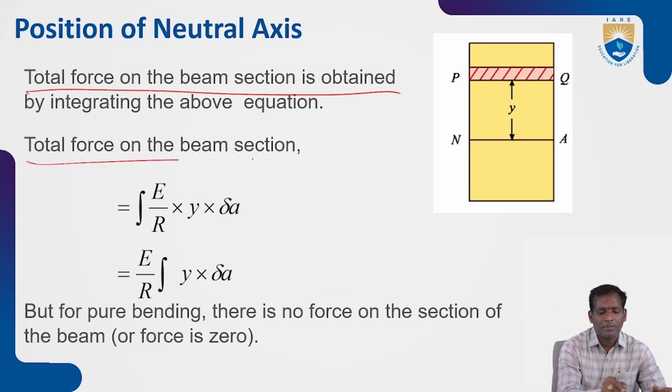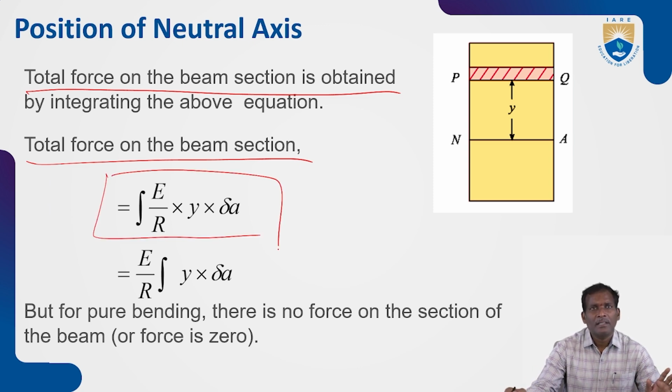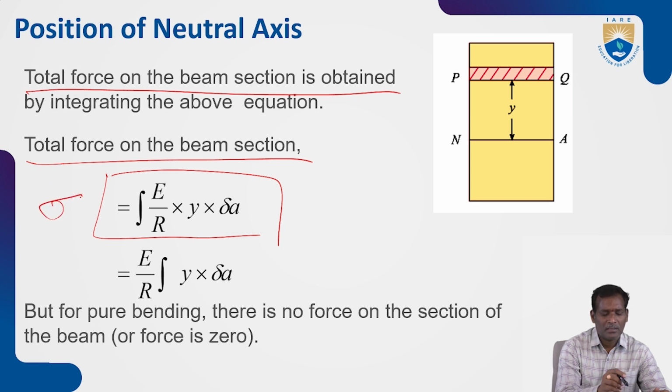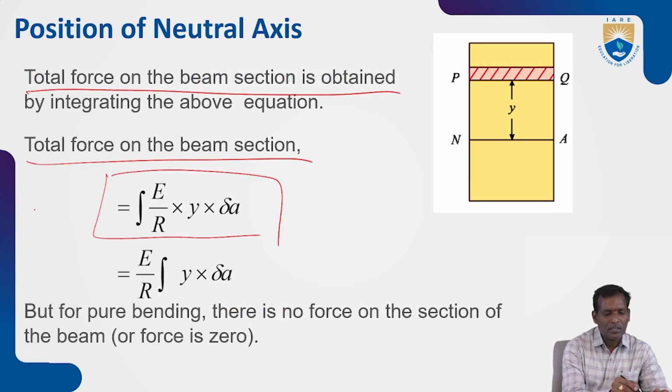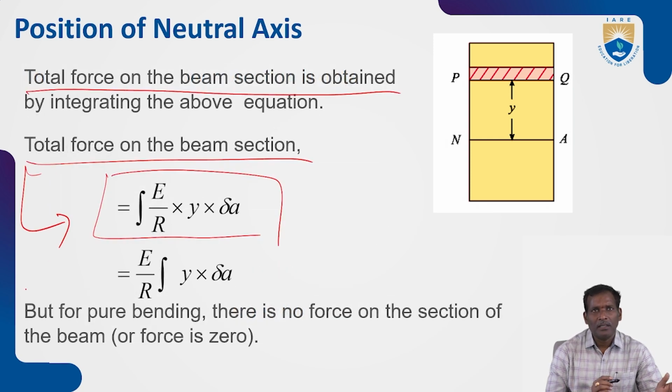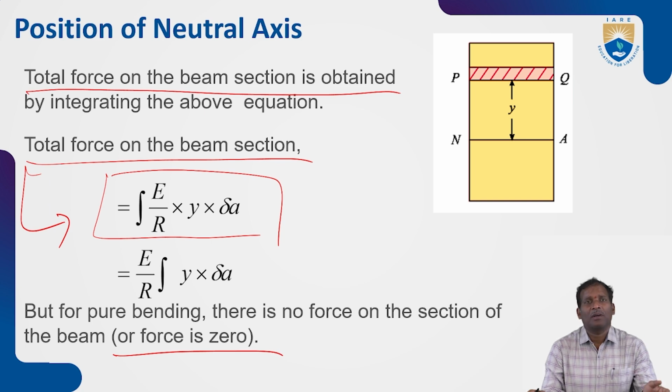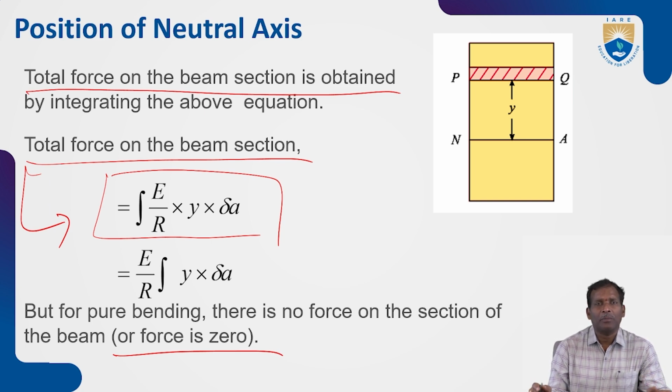So integrate this equation, and we will get the total force on the beam section. So the total force on the beam section is the integral of E by R into y into delta A. Here the force on the layer is the intensity of the stress, sigma, multiplied with delta A. So this is the total force. But in pure bending, there is no force on the section of the beam, or the force is zero.